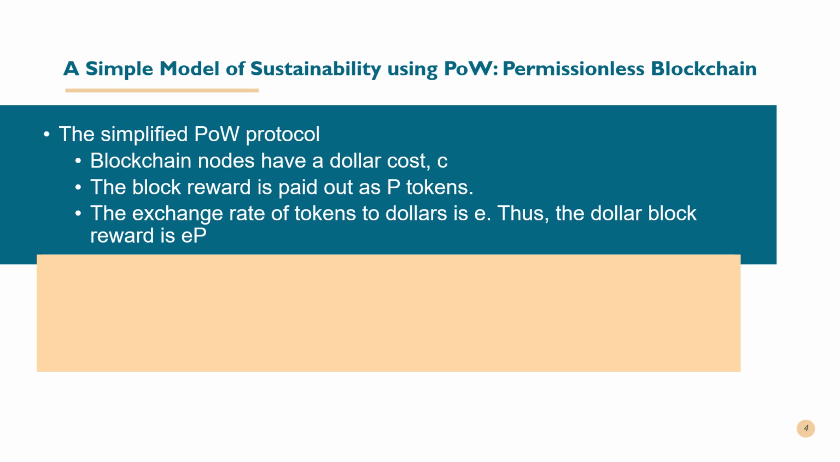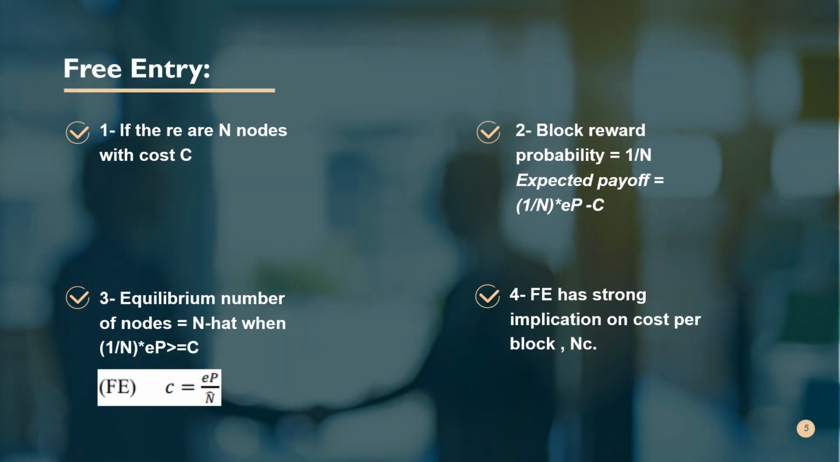Second, the block reward is paid out as P tokens. Third, the exchange rate of tokens to dollars is E. Thus, the dollar block reward is EP. A permissionless network implies that anybody can become a node or a miner and will do so if it's profitable. If there are n nodes with identical costs C, then the probability that a node earns the block reward is 1 over n. This means that a node's expected payoff is 1 over n times EP minus C.